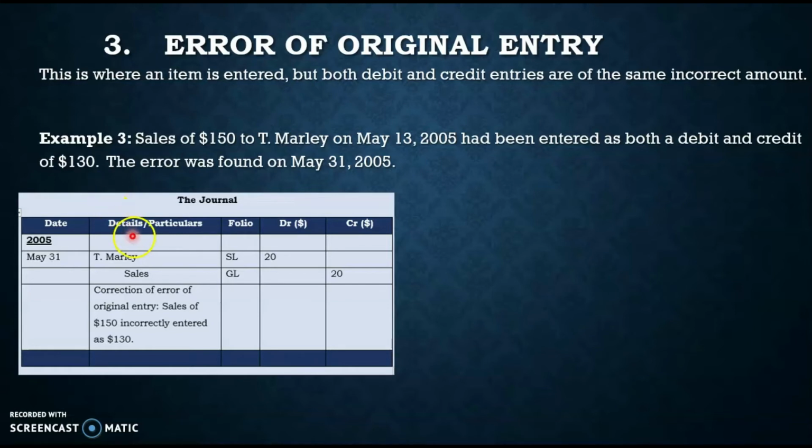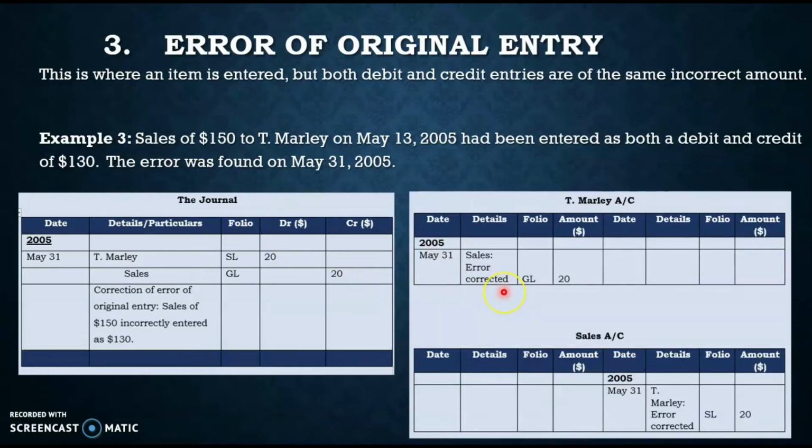That's not the correct accounting principle. The right thing to do is to actually make a correction for your error using the general journal or the journal. So just write in the account that should be increased on the debit side and the other that should be increased on the credit side. All right. So this would be our ledgers. T Marley in the sales ledger would be debited, and our detail would be sales error corrected. That's the other account that is affected, and the amount, and then sales account in the general ledger on the credit side will have T Marley error corrected $20.